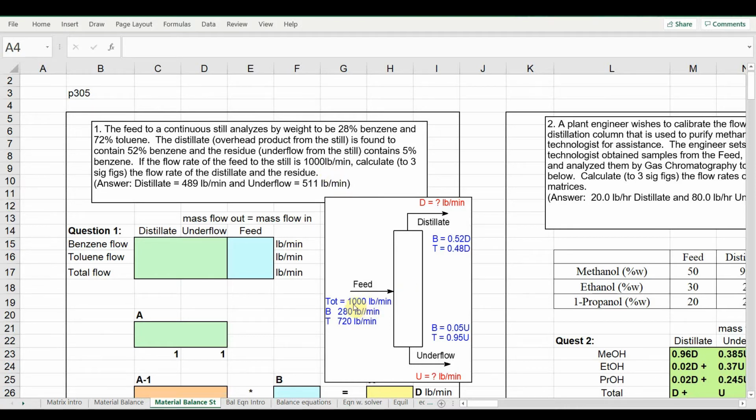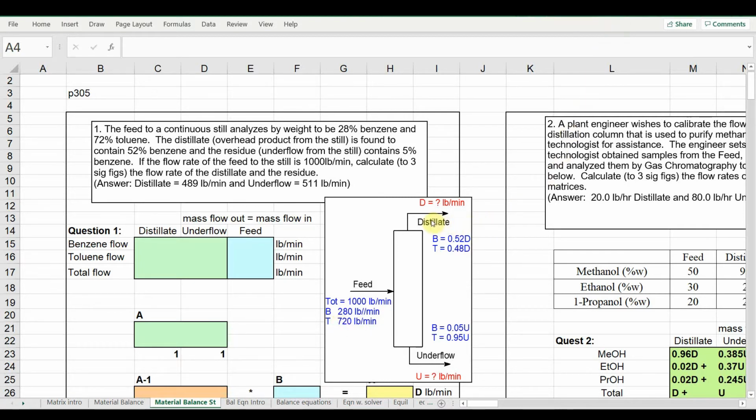So we're told that the feed rate is 1,000 pounds per minute in total. And we're told also that the feed is 28% benzene and 72% toluene. So that's a simple calculation you can quickly write down the answers to. So 28% of 1,000 pounds per minute gives us 280 pounds per minute of benzene, and then the balance, 72% of the total, is 720 pounds per minute of toluene.